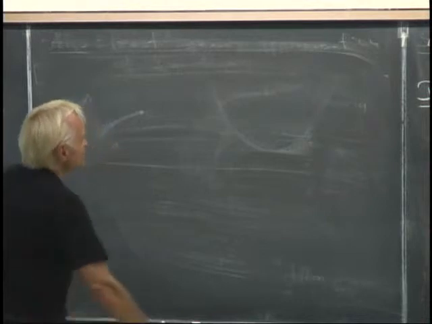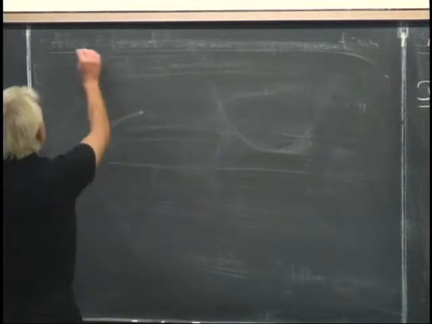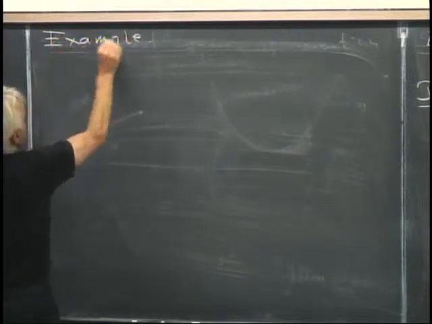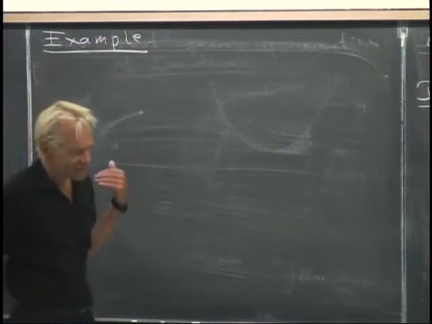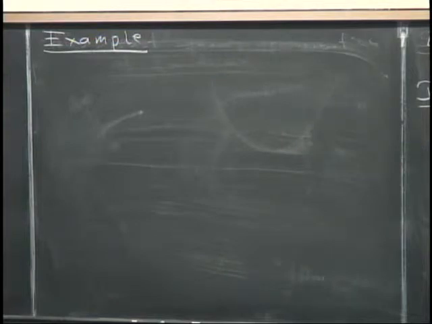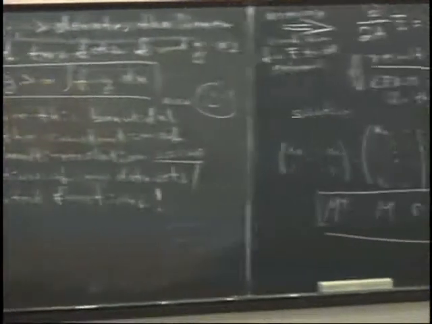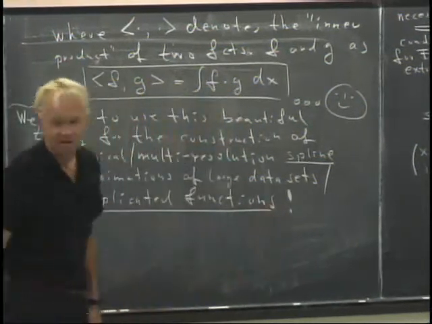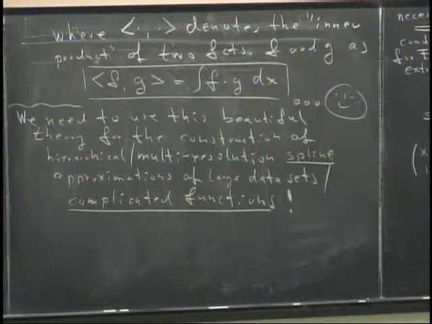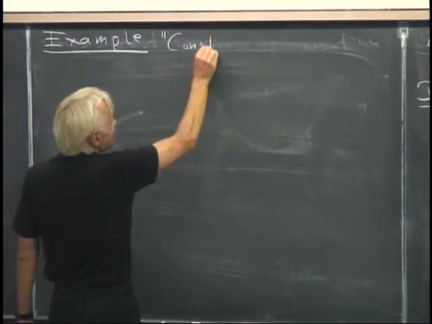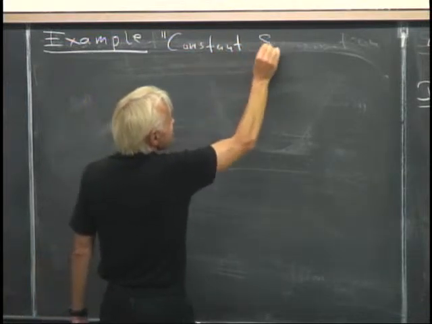So, usage example. There's this concept of spline that I was hitting on: spline approximations of complicated functions. A spline means we represent something with multiple pieces. An example is a constant spline approximation.